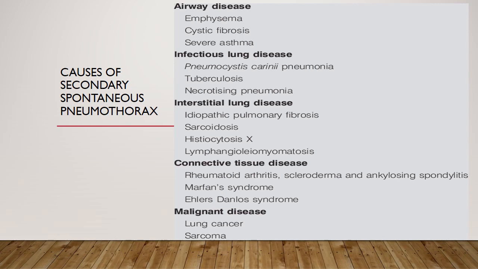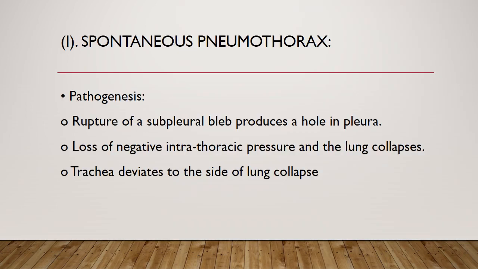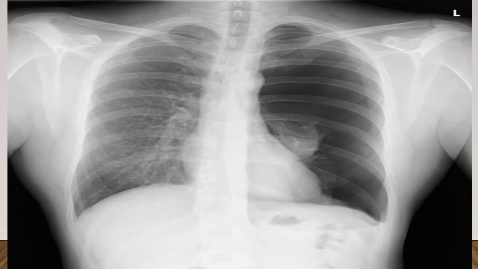lung cancer, etc. So spontaneous pneumothorax occurs when there is a rupture of a subpleural bleb which produces a hole in the pleura, the loss of negative intrathoracic pressure, and there will be lung collapse. The trachea deviates to the side of the lung collapse.